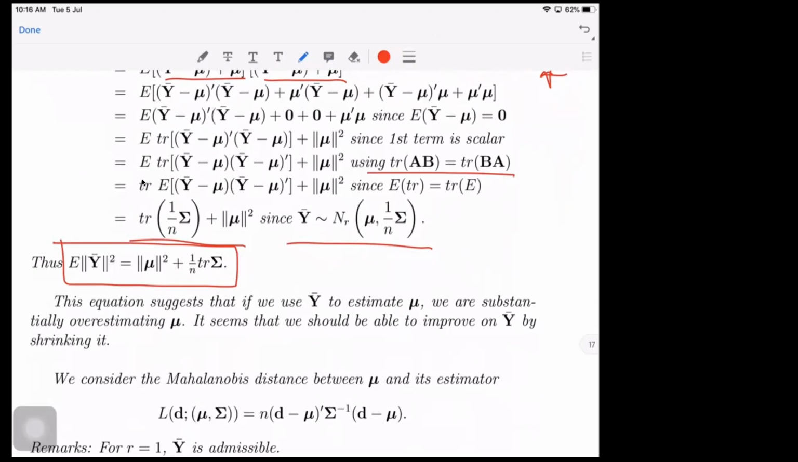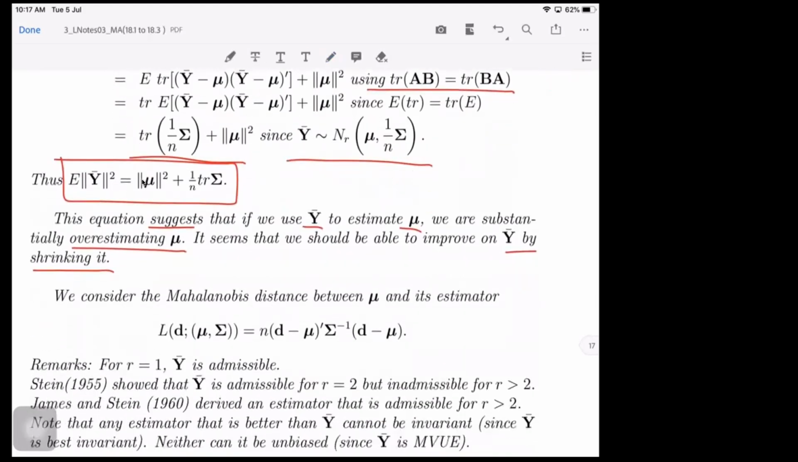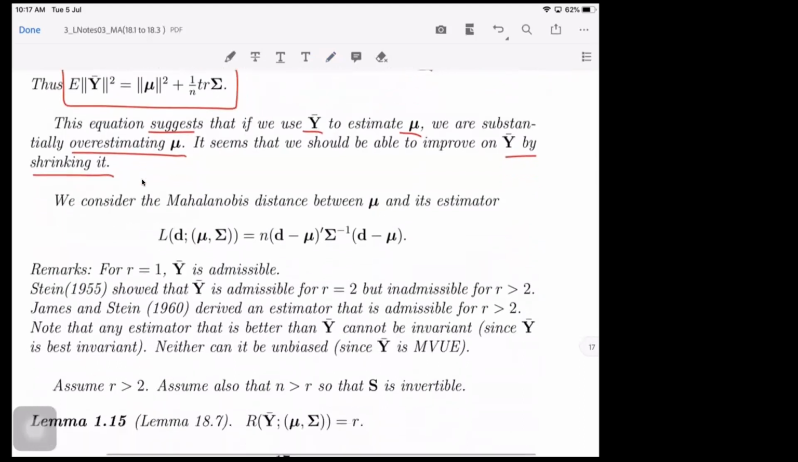So as a comment, this equation suggests that if we use y bar to estimate our mu, we are substantially overestimating mu. It seems that we would be able to improve y bar by shrinking it. So this is what I was telling you about in the multivariate case, univariate case.